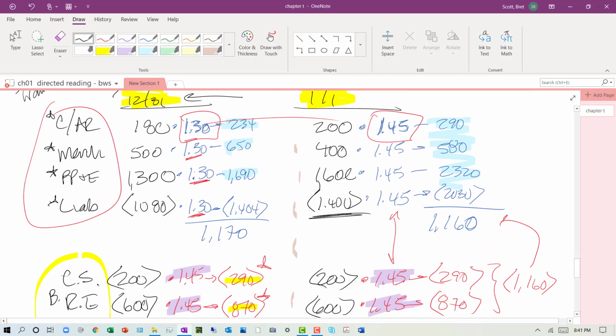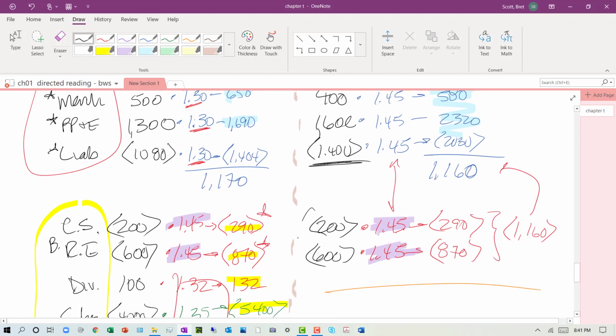If I net all those guys together, 200 plus 400, 1600 minus 1400, what do I get? Here's a shortcut. It's the same as 200 plus 600. The net assets are going to be 800 debit. Those are the net assets in euros. Here's something else we can do. We can look at the net assets over here.